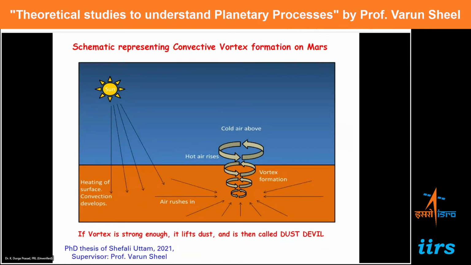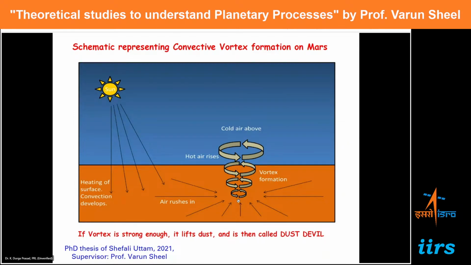And one more study is the convective vortices. Whenever you have a dust storm, there would be a convective vortex. What happens is that when the surface heats, convection develops, air rushes in, a vortex forms, then the hot air rises. In this process, it lifts the dust as well. So these convective vortices are defined by pressure drops. Whenever there is a convective vortex, there can be a dust devil, and whenever there is a dust devil, there can be a pressure drop.